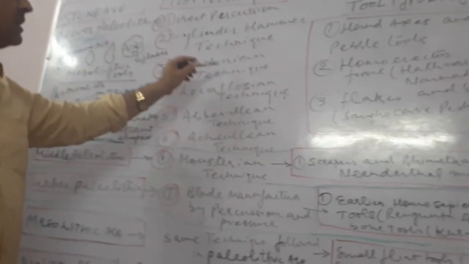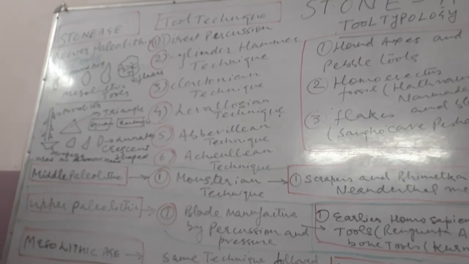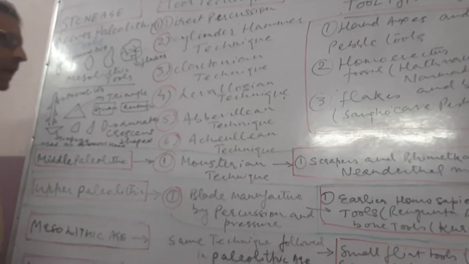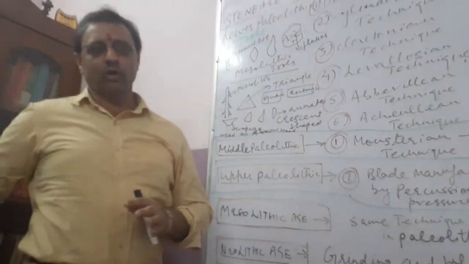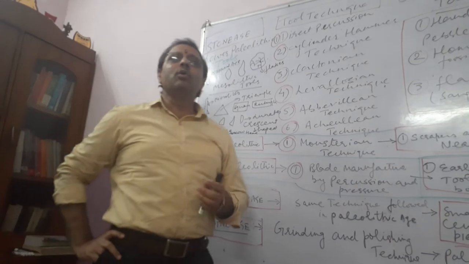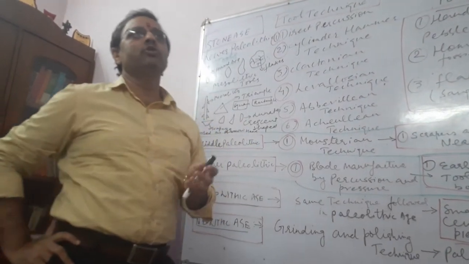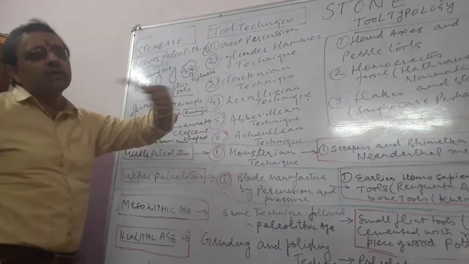The next subtopic is the tool techniques. So what were their tools? That was the prehistoric time, a time in which we don't have any written material. So how can we know the history of that particular time of which we don't have any written material? Only by the tools and weapons they used at that time. So that was the stage of the tool techniques, how they used to make their tools.